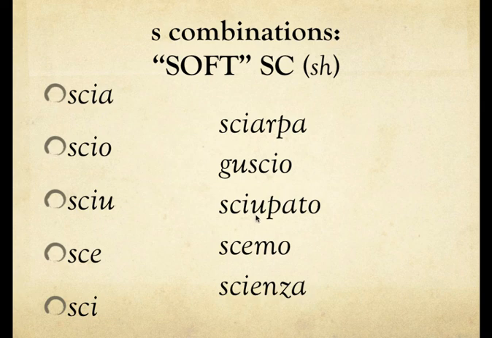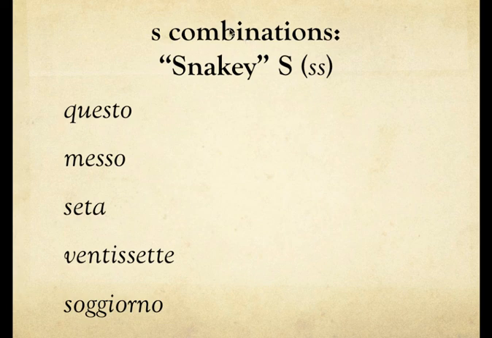Sciupato means spoiled or wasted. Scemo, a popular word, means idiot or fool. And scienza, you should be able to guess, that means, yes, science. Molto bene. Here's another S combination, and this one is what I call the snaky S. That is, the regular sound of S is a sss, like a snake hissing. That's why I call it snaky.